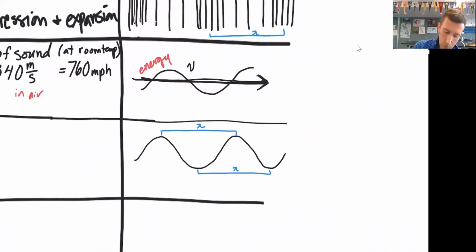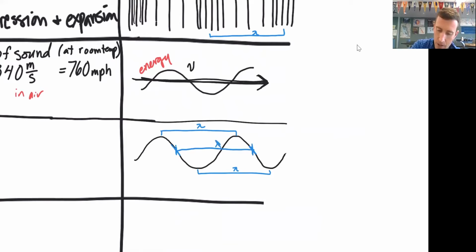One wavelength would be from crest to crest, so from right here all the way over to right there, or from trough to trough, so that's from the very bottom of the wave to the bottom of the next wave, or I could even draw it from midpoint to midpoint as long as I chose the same types of midpoints. So if I go from a midpoint right here on the way down to the next midpoint on the way down, right there, that would also be one wavelength.